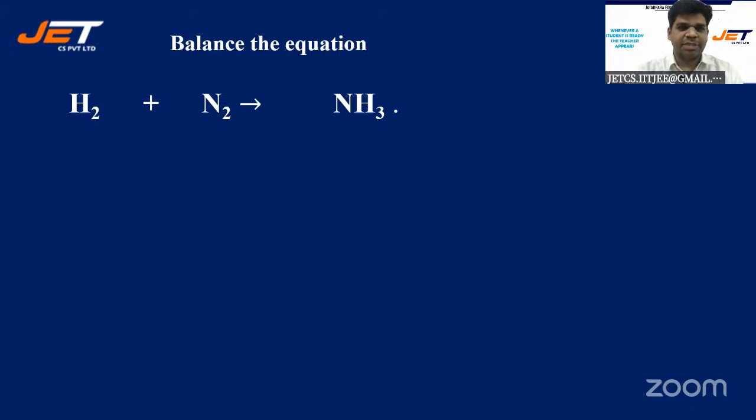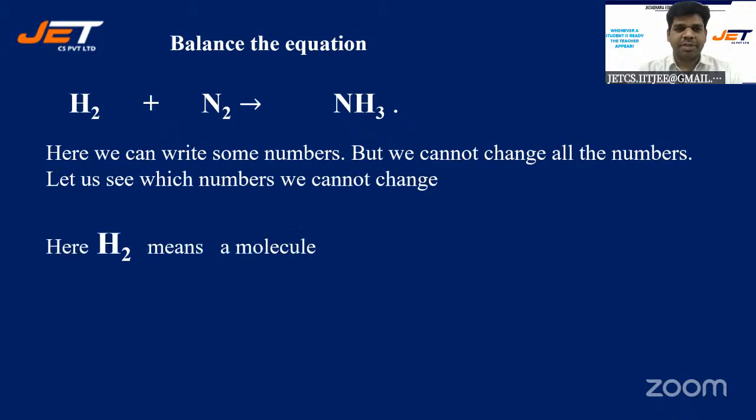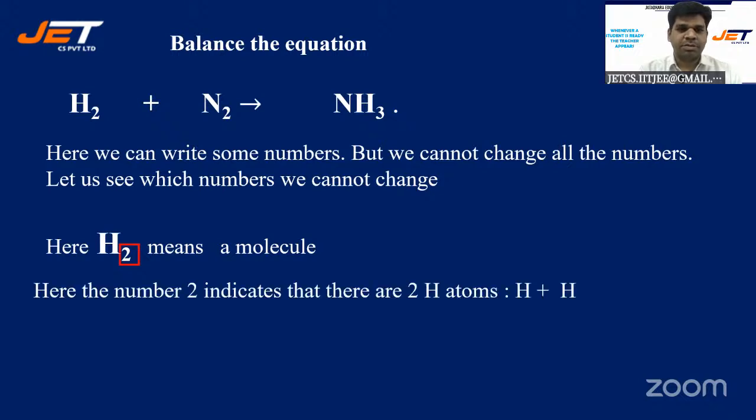All right, so here is the equation: hydrogen and nitrogen react to form ammonia. Here we can write some numbers, but we cannot change all the numbers. What I mean to say is, there are some numbers which you cannot change. For example, here H2 means a molecule, so the number 2 cannot be changed. It indicates that there are 2 hydrogen atoms in the H2 molecule, the hydrogen molecule. So that 2 cannot be changed.